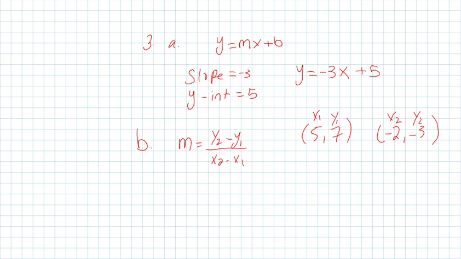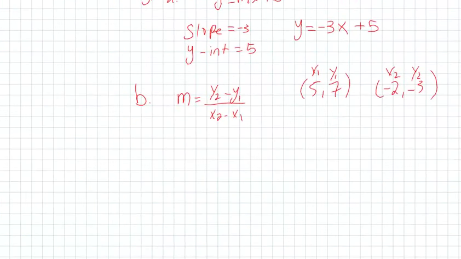Now it's easy because all I have to do is ask what is y2 and replace it in. So y2 is -3, minus 7, over -2 minus 5. All I did is take the value of y2, minus y1, over x2 minus x1. Are we okay with this?